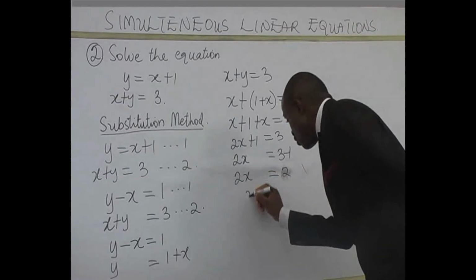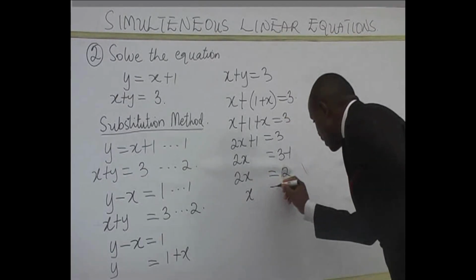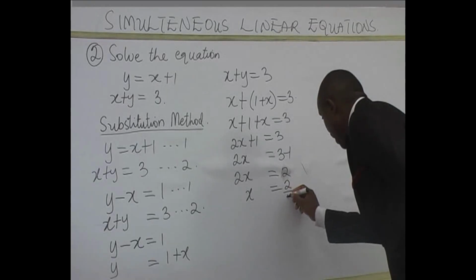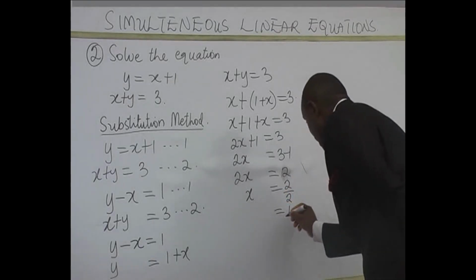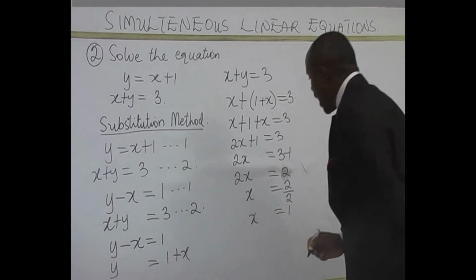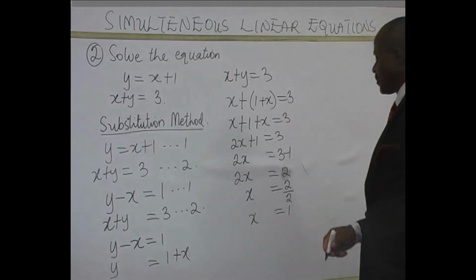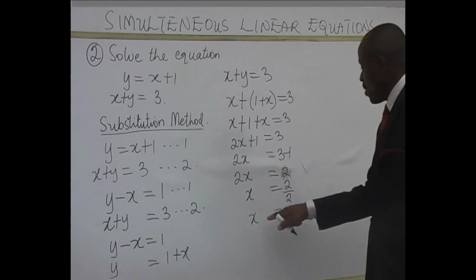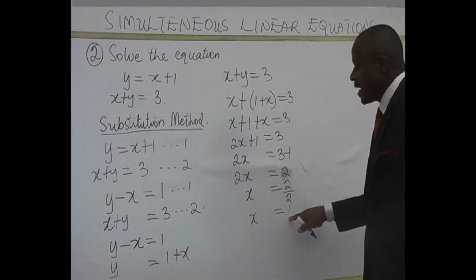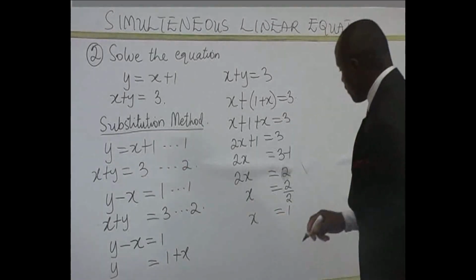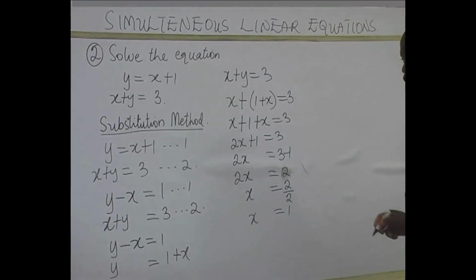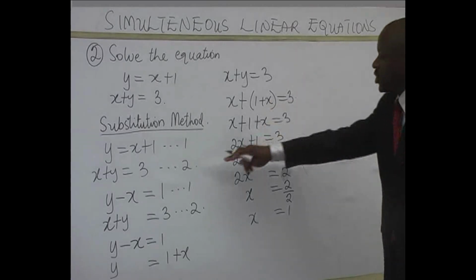Divide both sides by 2. You're going to have that x is equal to 2 divided by 2, and 2 divided by 2 is 1. That means your x has a value of 1. Now substitute x is equal to 1 in any of the equations, either equation 1 or equation 2, so as to find the value of y. When you do so, you are going to find out that, let's take equation 1.